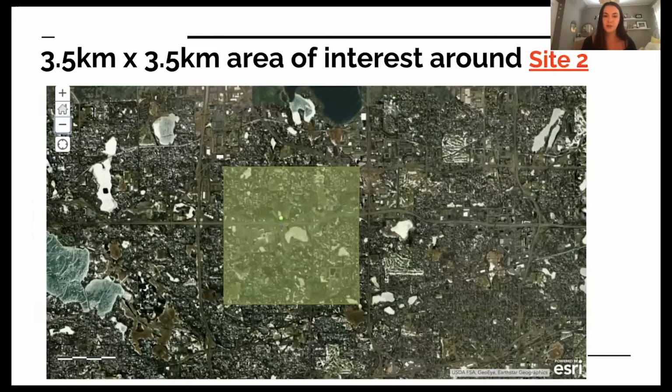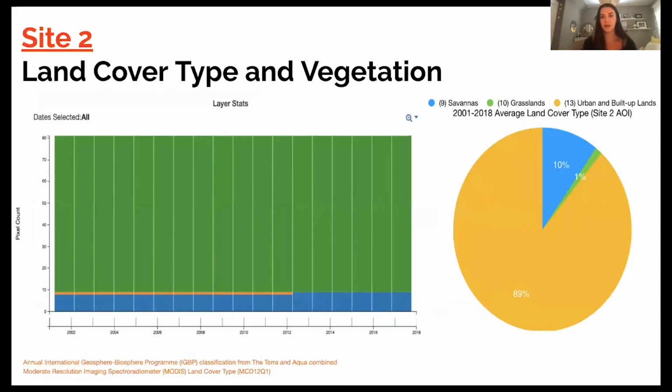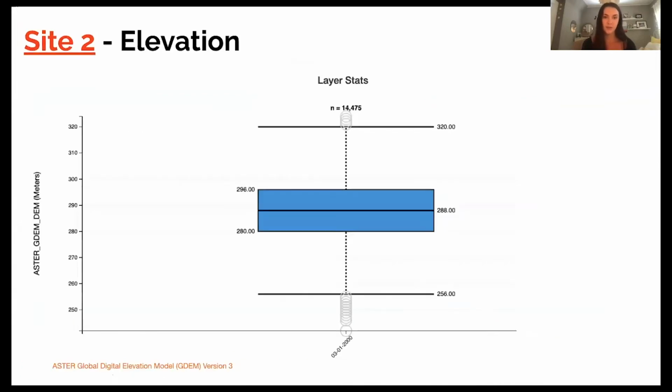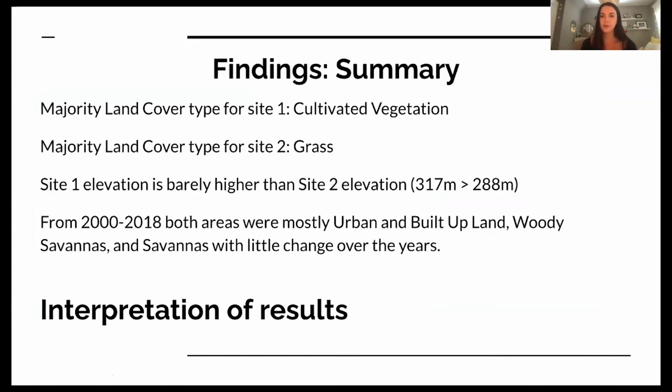Compared to site 2, where there was mosquitoes found, there's a similar land cover type. There's mostly urban and built up lands and not a lot of change over the course of the years. And the elevation is also similar. It's at 288 meters. So based on this information, we can tell that there's not a lot of difference in the area's land cover type, and this is most likely due to the fact that the elevation is pretty much the same and there's not a lot of change over time.